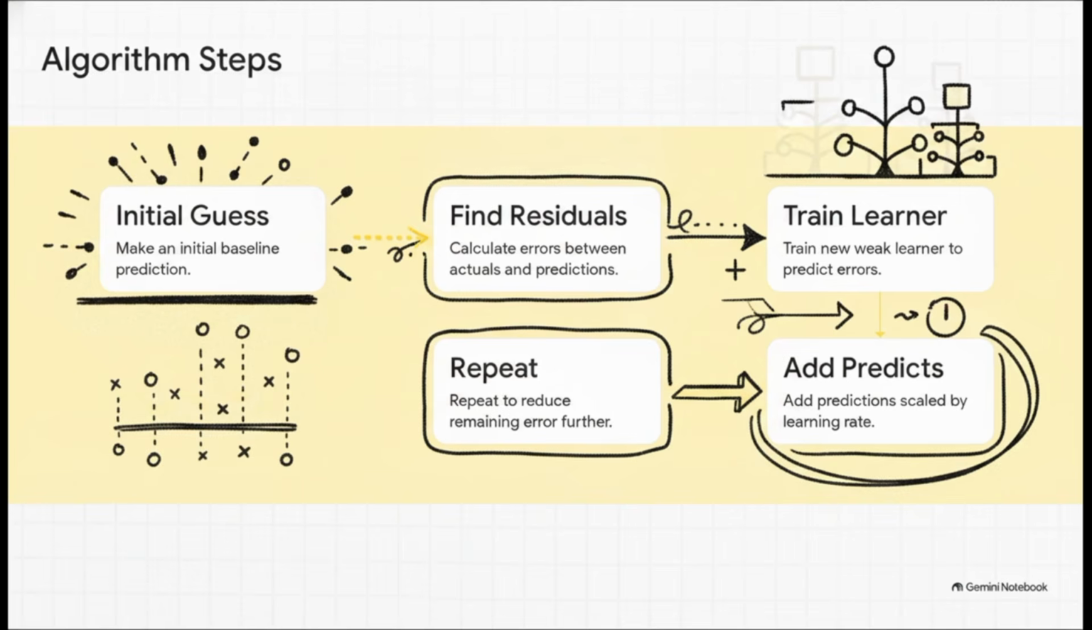Step 3, train a new weak learner. But here is the secret sauce. This new little decision tree is trained to predict the errors, not the original target. It focuses entirely on fixing what the first guess got wrong. Step 4, add the new model's predictions to the existing ones. And finally, Step 5, repeat. Over and over again, continually chipping away at the remaining errors until your combined model is highly accurate.